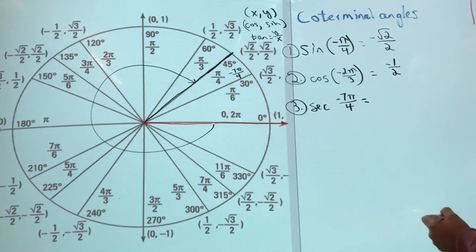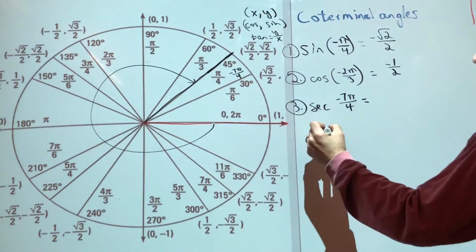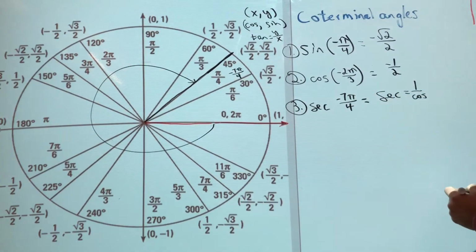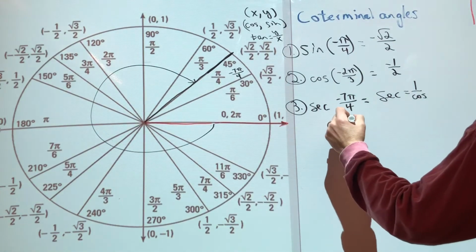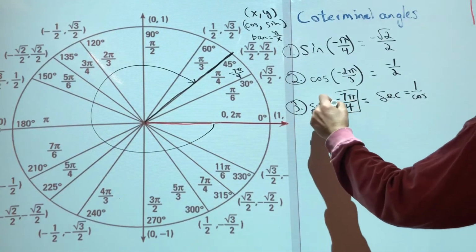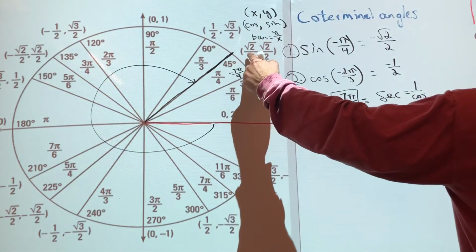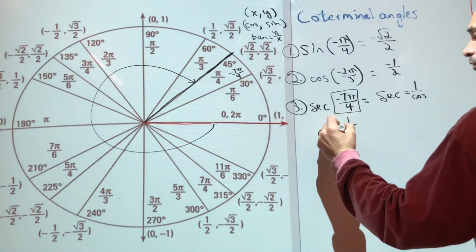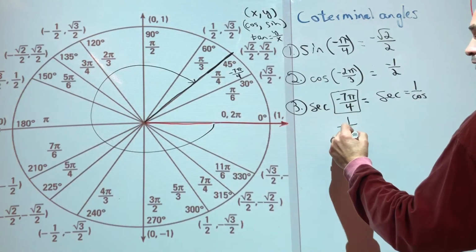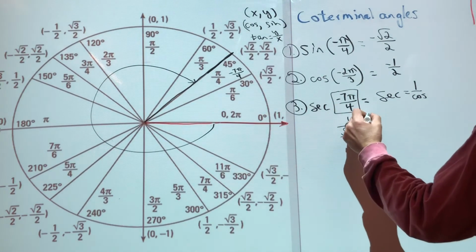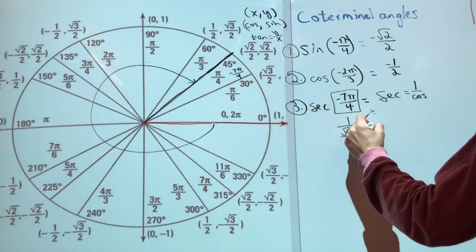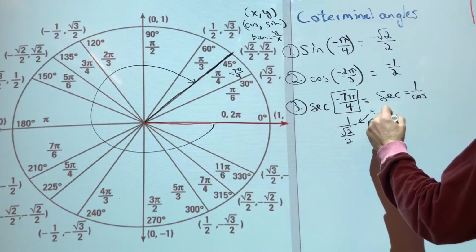And so we're looking for the secant. Well, if you remember, a secant equals 1 over cosine. We know that the cosine here is x, so secant of negative 7 pi over 4 right here is 1 over x, 1 over square root of 2 over 2. And remember, this fraction bar really means division. So it's 1 divided by square root of 2 over 2.